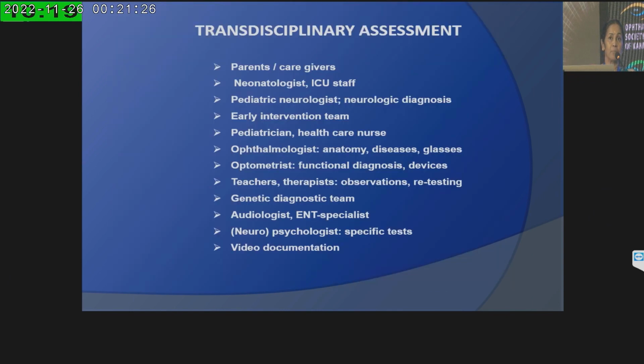The assessment should be a multidisciplinary one, with pediatrician, pediatric neurologist, ophthalmologist, optometrist, physiatrist and physiotherapist, and neuropsychiatrist. All the team should be present, and ideally video documentation should be done during assessment. Ideally, a place where all these are done under one roof is ideal for CVI assessment. In our state, in all districts, we have district early intervention centers. So that is a good center for doing CVI workup.